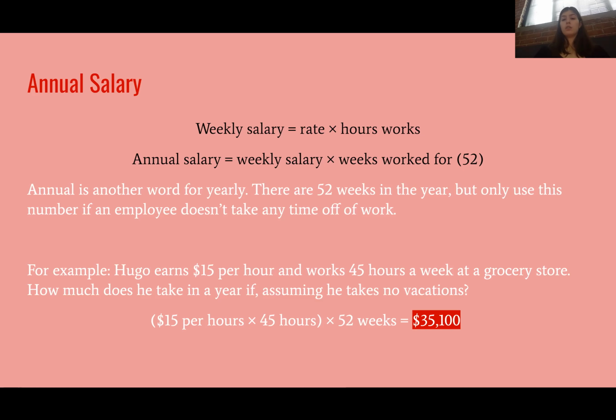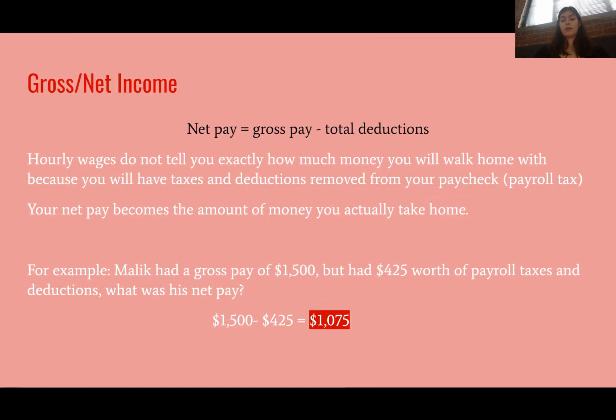Again, this is all types of gross income, but we have to talk about net income, all right? Net pay or net income equals your gross pay minus your total deductions, all right? Hourly wages don't tell you exactly how much money you will take home with you. Not hourly, not commission, not piecework. None of that tells you exactly how much you're going to take home because there's always some money taken out of your paycheck. All right. You will have taxes and deductions removed from your paycheck. This is called payroll tax.